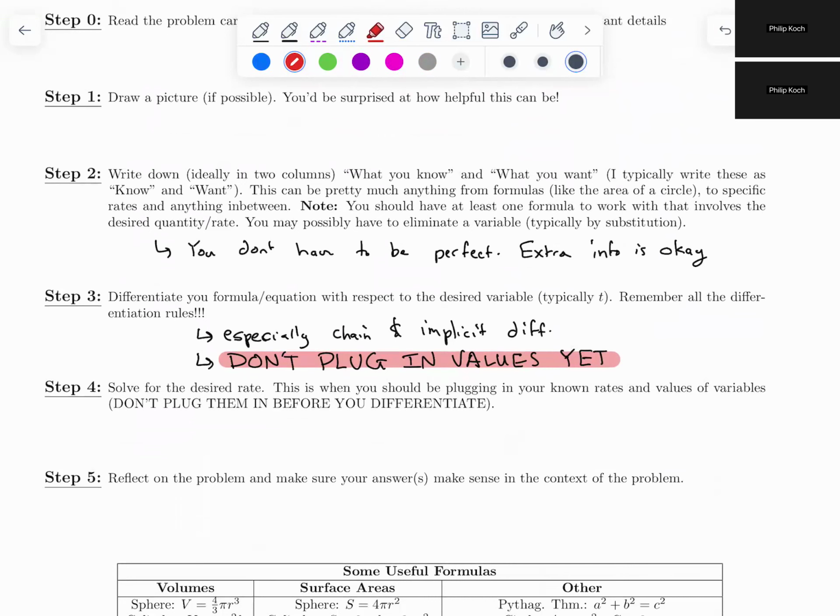Then you're going to solve for the desired rate, where you plug in the known rates and known values of variables, and you're all good.